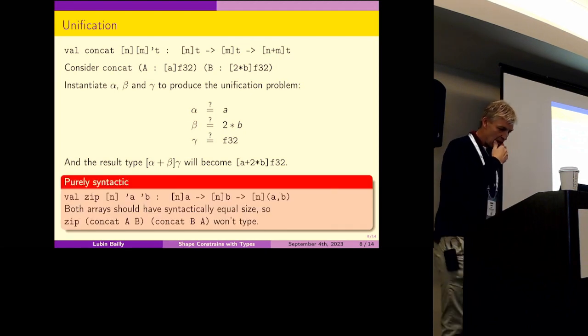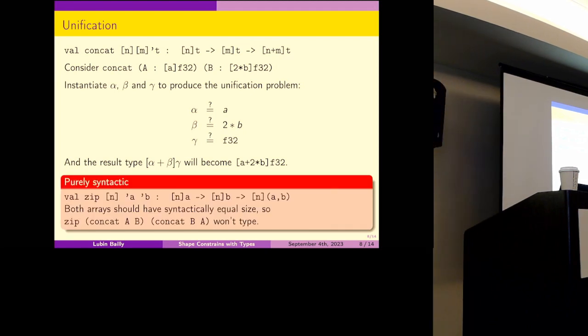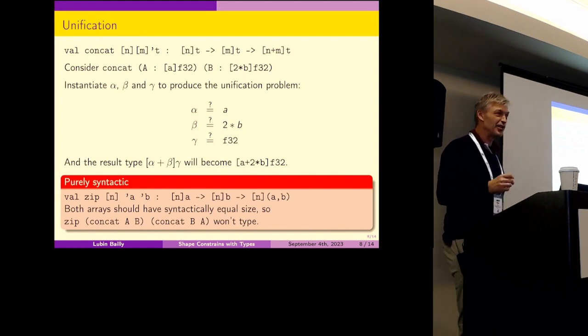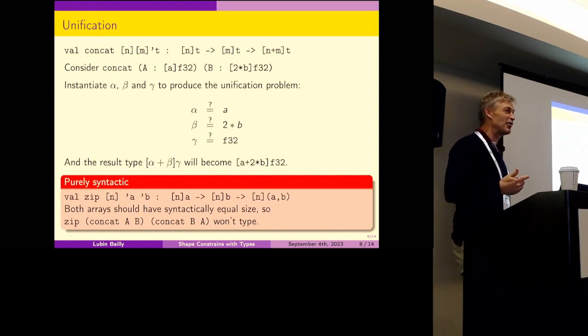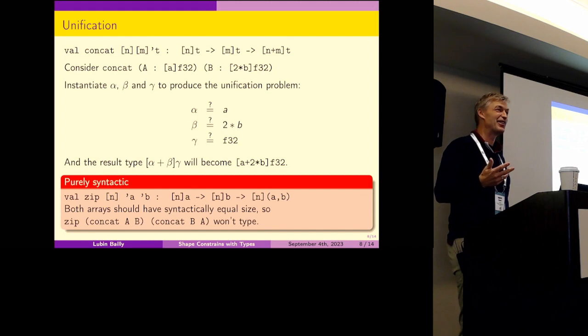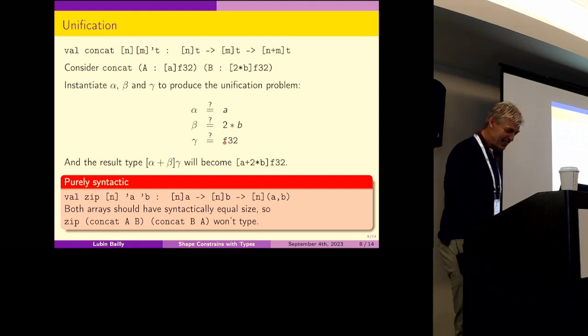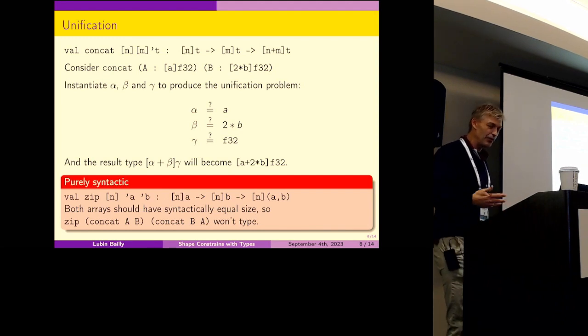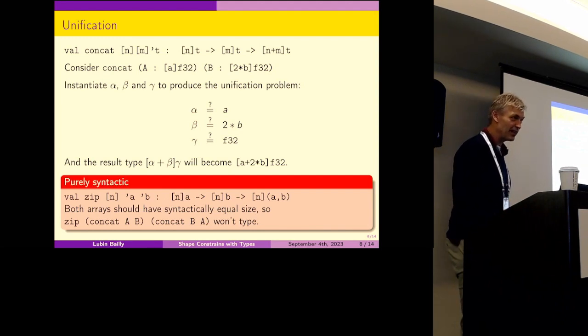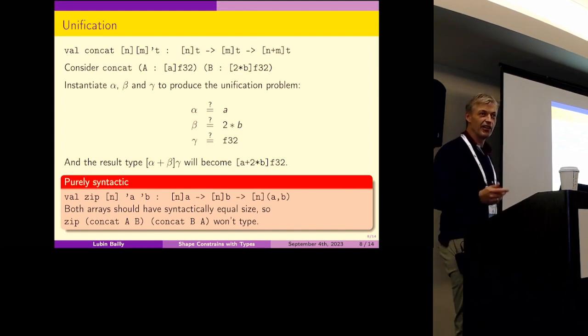Yeah. It's also purely syntactic, and that is a little bit odd. And interesting. I think one of the main takeaways here, which might give some thought for good discussions later on, is this: if we have the function zip, we need to provide arrays of the same size. But if we do zip of concat AB and concat BA, we kind of know that that will work. But Futhark will complain about this, because it doesn't know anything about whether plus is commutative or not.